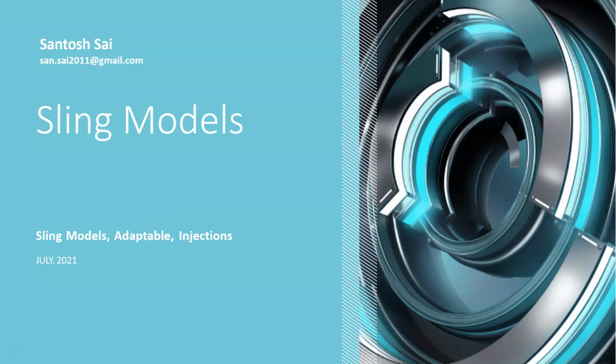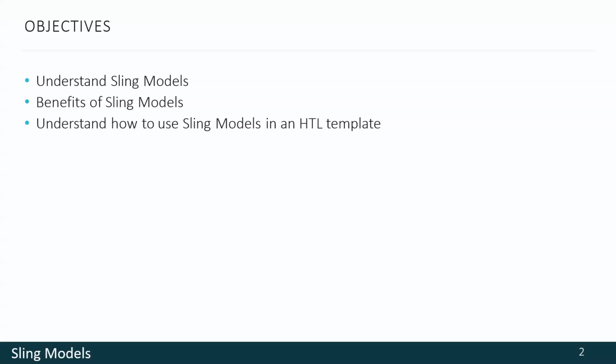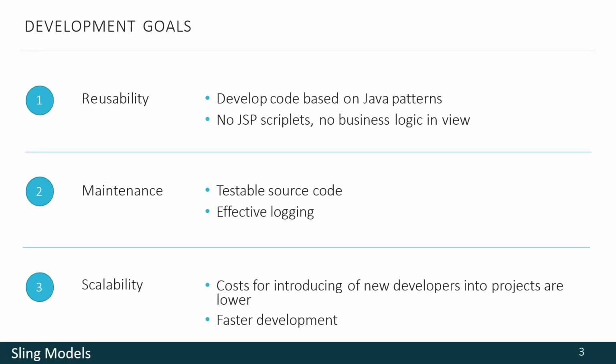Hello, today we will talk about Sling models in AEM. After completing this session, you should have an understanding of Sling models in general, the benefits of using them, and how to use Sling models in an HTML template. Sling models are available since AEM 6.0, but can also be installed in CQ 5.6.1.